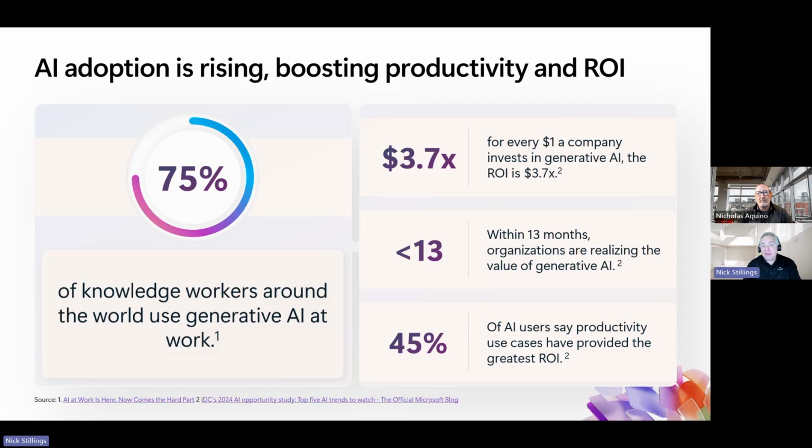We find right now about 3/4 of workers out there are using some type of generative AI in their work. 45% of users say that their productivity use cases have increased with greater ROI than what they had 2 years ago. We're seeing almost a 4 times return for every dollar that a company invests in generative AI to empower their users. So we're really at a tipping point for this.